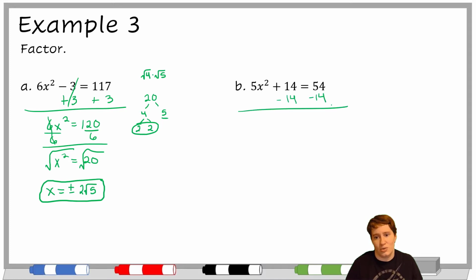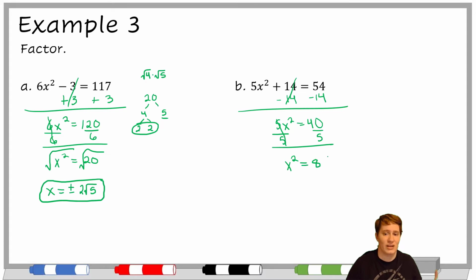Let's subtract 14 and get 5x squared equals 40. And then let's divide that by 5. My hope is that up to this point, you're like, okay, this makes sense because it's exactly like what we've been doing with linear equations. It's at this point where we have new things happening. So we've got to say, okay, square root both sides. We got a plus or minus.